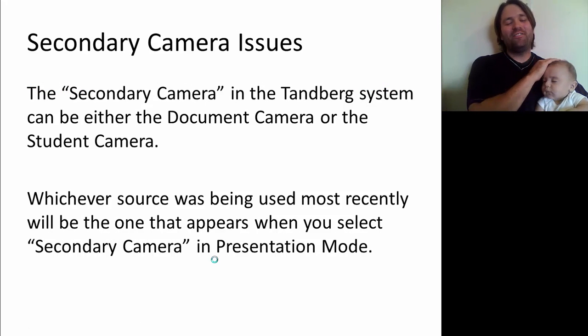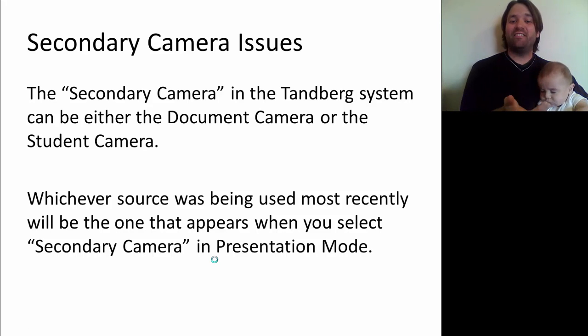Now, at the very beginning, we talked about how the secondary camera is actually referred to as the document camera and the student camera. So in the Tandberg system, those are both referred to as a secondary camera. And so here's how it works. Whatever source has been used most recently is going to be what the system engages when you select that secondary camera. So whatever it was on last, of those two options, the document camera or the student camera, that's the one that will be engaged.